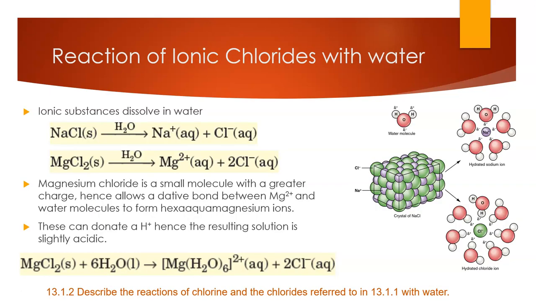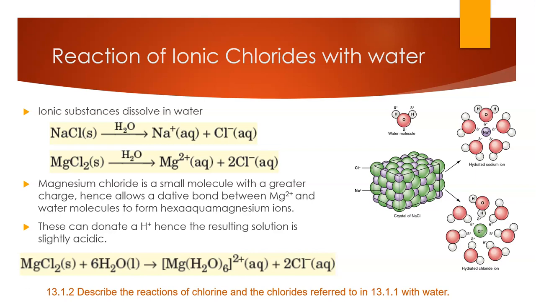So when we look at the reaction of ionic chlorides with water, of course, we know that NaCl will dissociate, forming aqueous ions, which are soluble, forming the hydrated ions in solution. Same with magnesium chloride. These are both soluble chlorides.